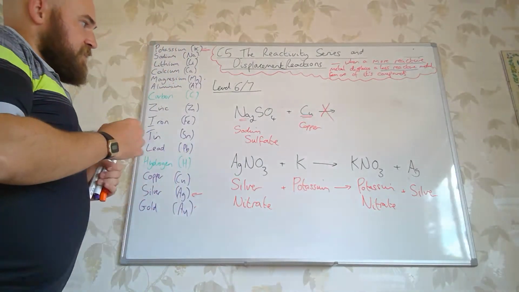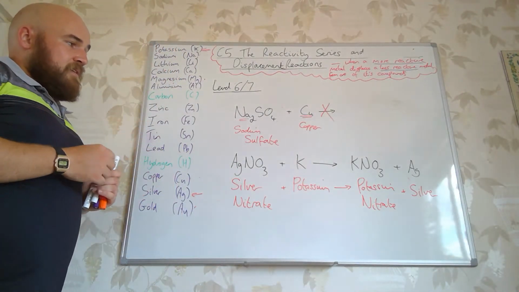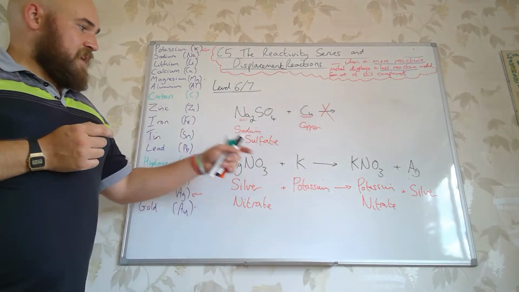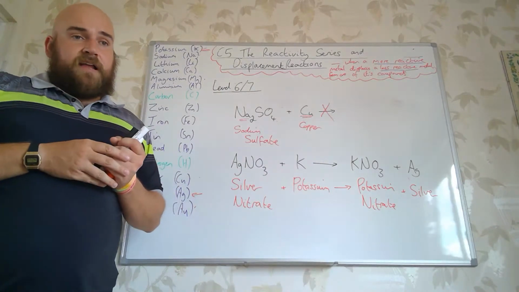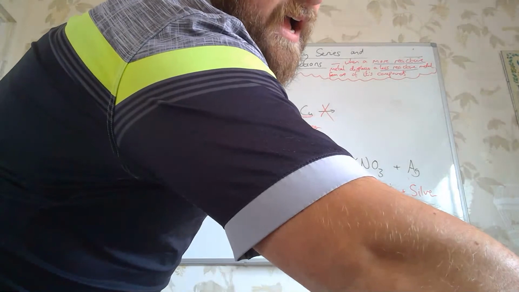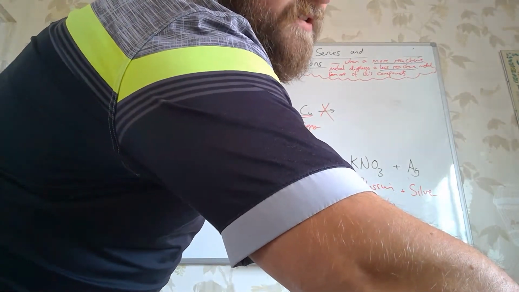So again, that's how you have a go at the rest of those questions. If you think there's not going to be a reaction, just write no reaction. And then obviously if you think there is, have a go at writing a symbol equation. So let's have a look at the final set.